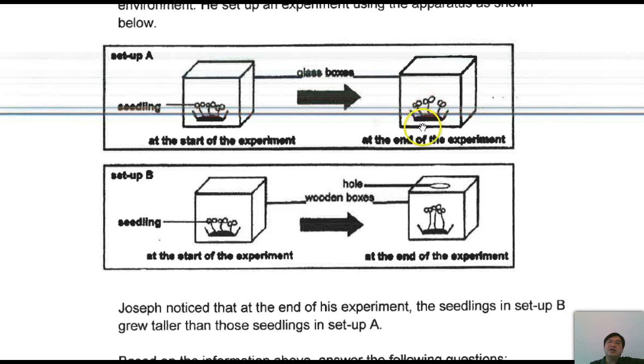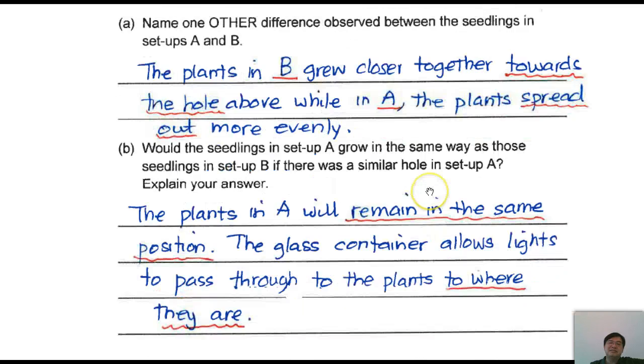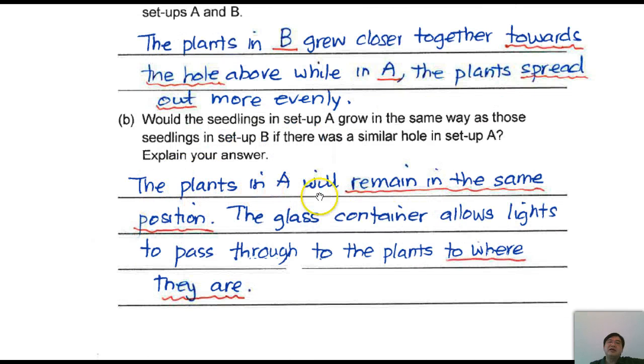Do they grow like this from A? If you have a hole here, do they grow up? Will these plants be like this similarly? So the answer is still no, right? Why? Because there is still light at the side. So it does not affect how it grows towards the light. Hence, the plant in A will remain in the same position. The glass container allows light to pass through to the plants where they are. Even if you put the hole, it doesn't matter at all.